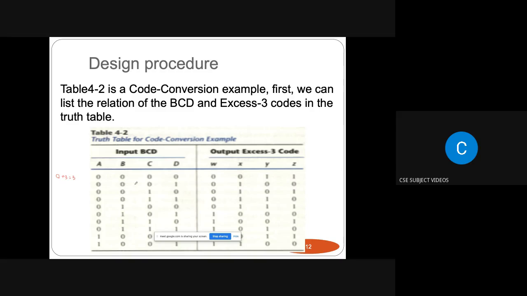Okay. So next is 0001. So it is 1, so 1 plus 3 is equal to 4. So 4, the binary representation of 4 is 0100. So in this way, we have to write the input and the output of the truth table.